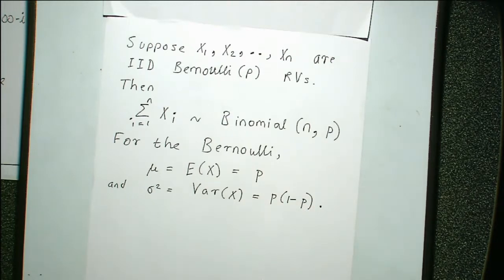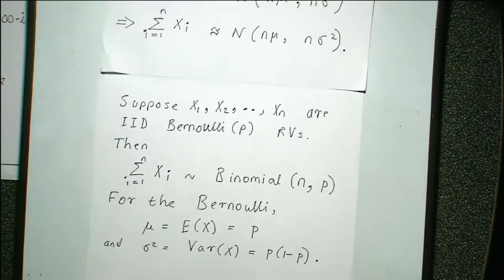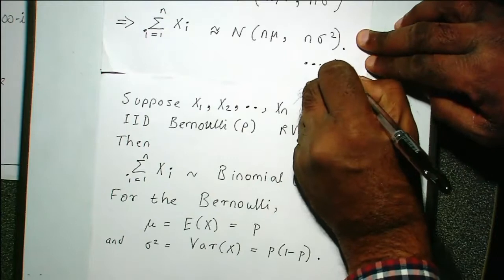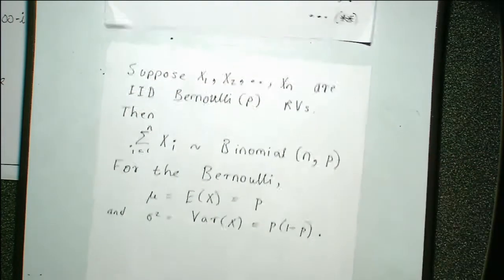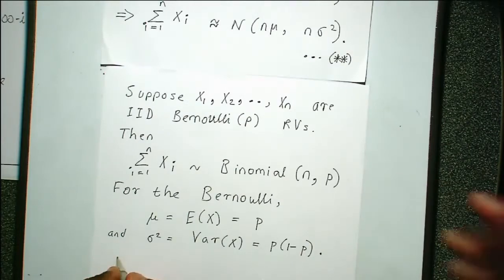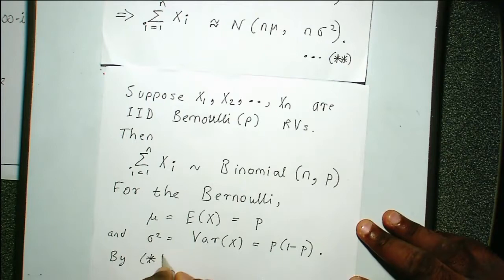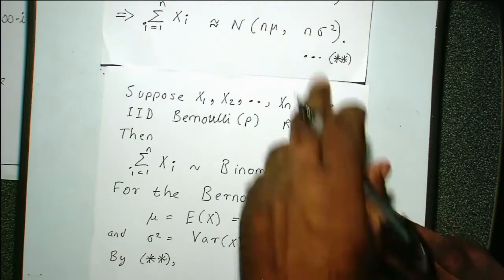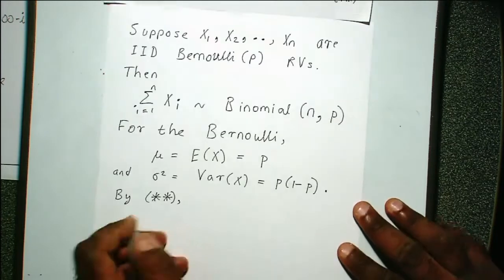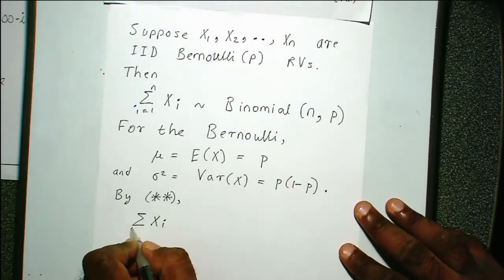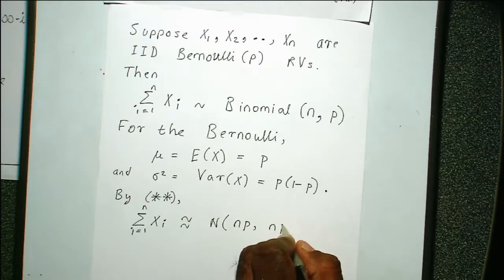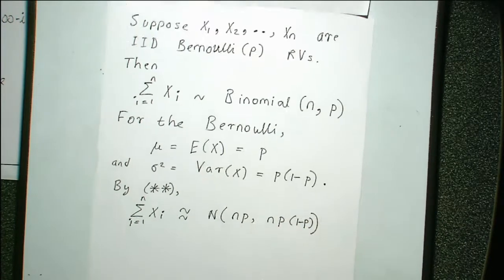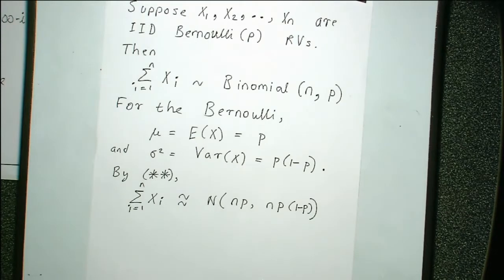The reason I'm writing this is because I'm going to use, let me go back, this is going to be tricky. Let me call this double star. I'm going to call the one on the top double star, okay? So by double star, can you see this, guys? By double star, this is double star here, okay? By double star, the sum of xi, right? Okay, are you guys with me or no? Are you sleeping? I see some of you sleeping.